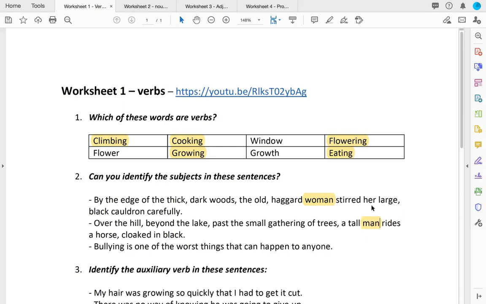Bullying is one of the worst things that can happen to anyone. We know that a subject doesn't necessarily have to be a person. It could be a place, it could be a thing, it could be an idea, and here it is that bullying is one of the worst things that can happen. Is your verb, so bullying is our subject.